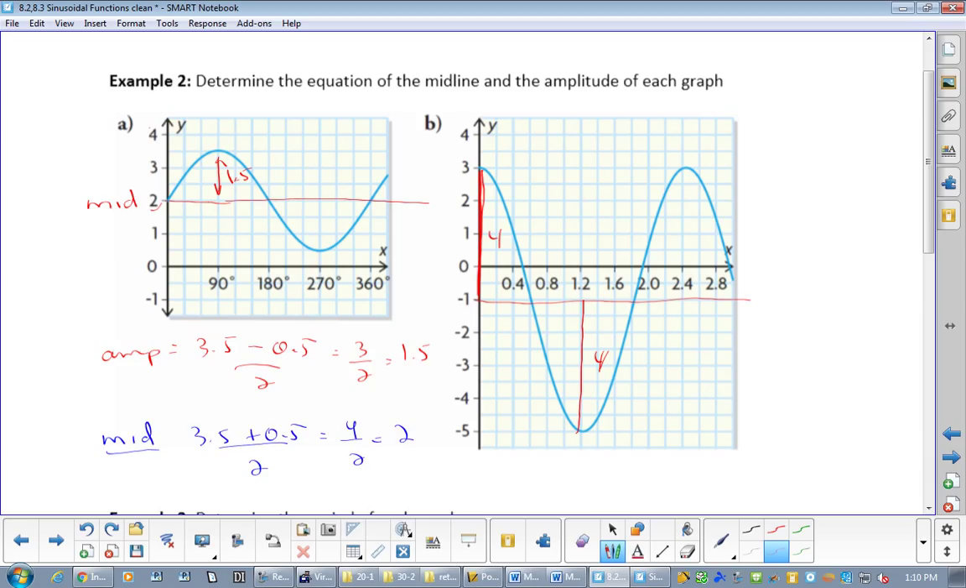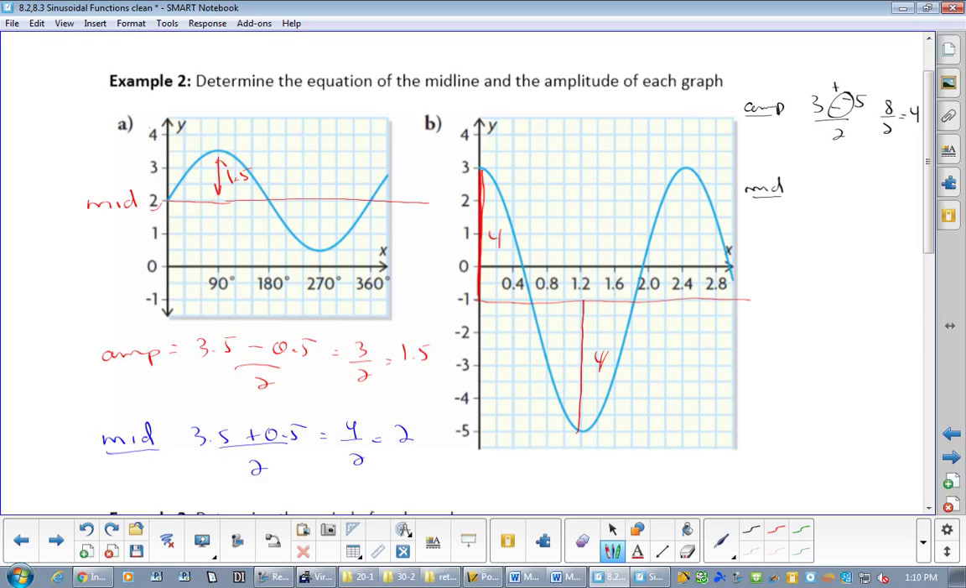So we found midline and we found amplitude visually, but I still want to do it with the formulas. Actually, we'll do amp first because we've always been doing amp is max minus min. Max is 3 minus -5 over 2. Does that make sense? That's 3 plus 5, correct? So that's 8 over 2, which equals 4. Okay, and we got it visually.